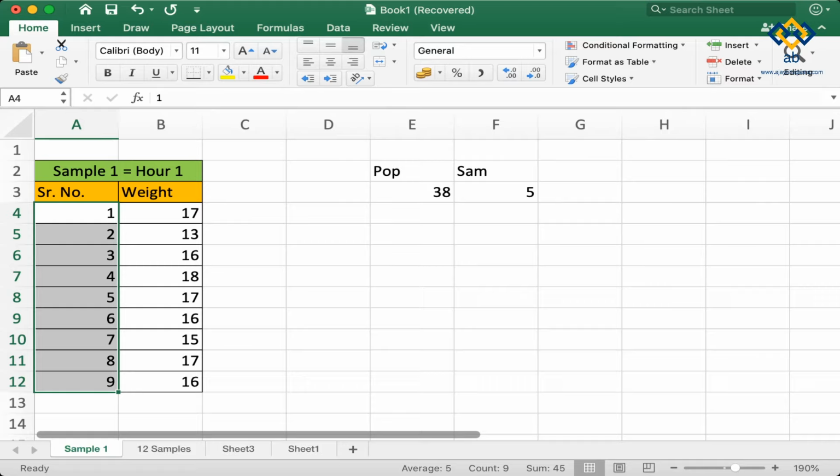This is what we are doing. Our population size is too much. How many packets are being generated in 1 hour, that is our population size. But our sample here is 9. Right, so this is the 9: 1, 2, 3, 4, 5, 6, 9.